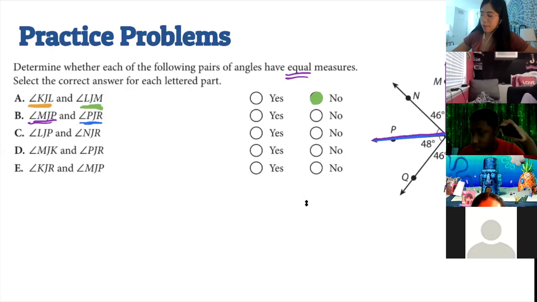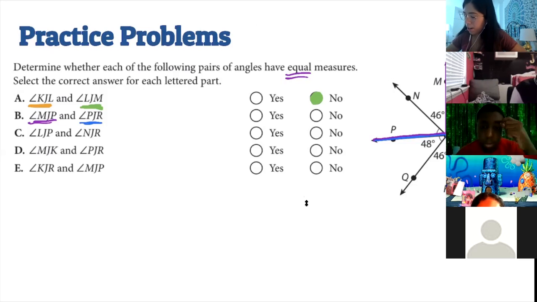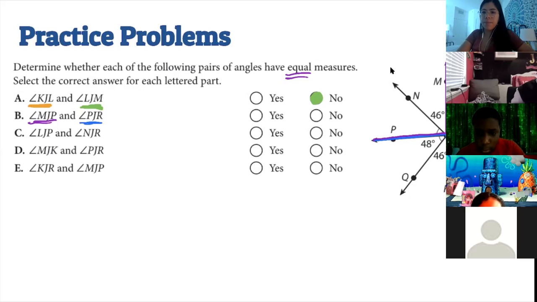All right, let's find out. I'm going to erase the colors just so we can see the diagram a little more clearly. Okay, starting with PJR, the blue one. PJR. What do we know about that measurement?